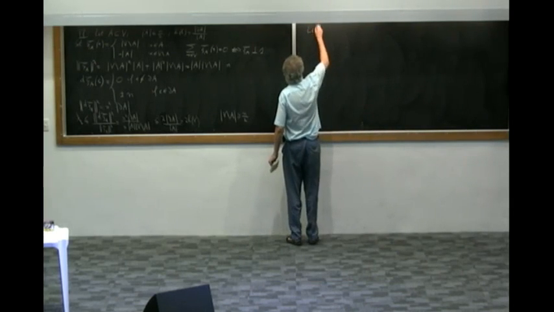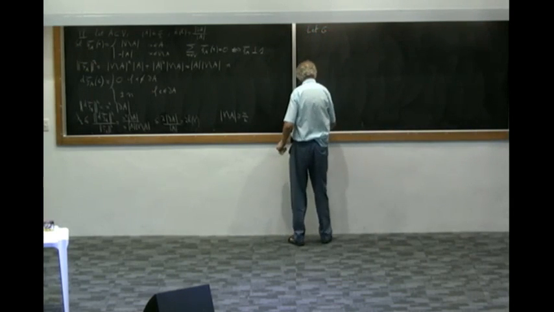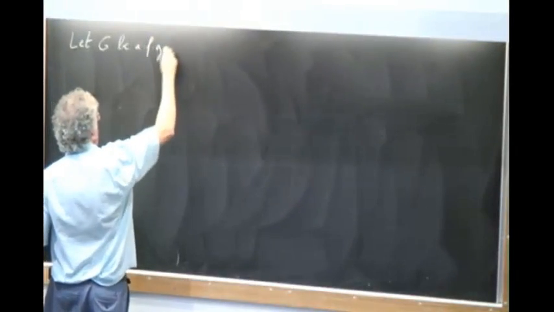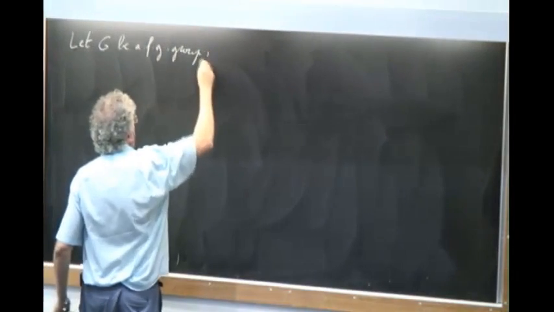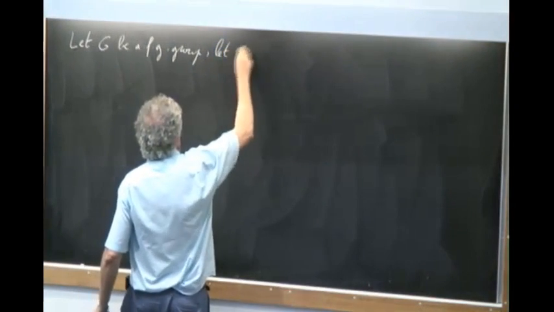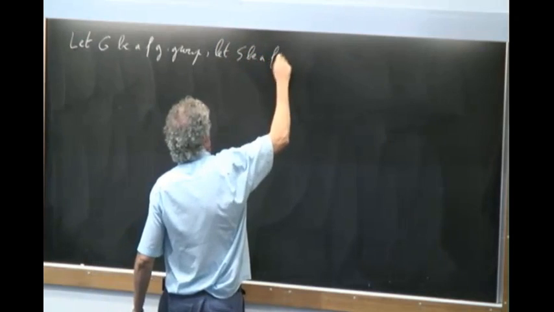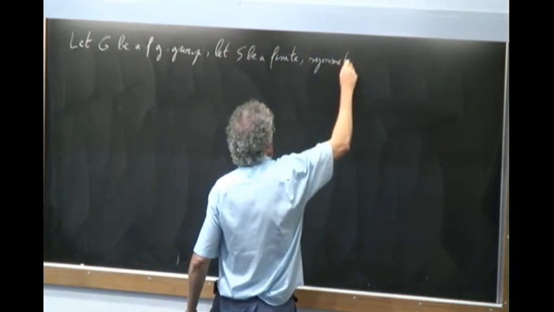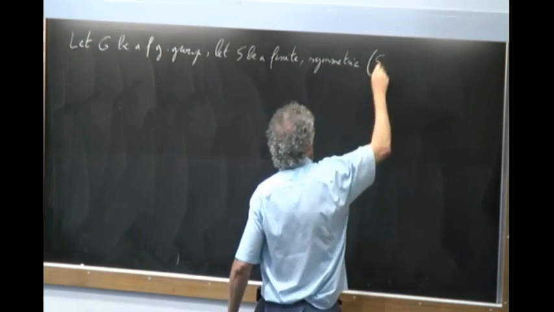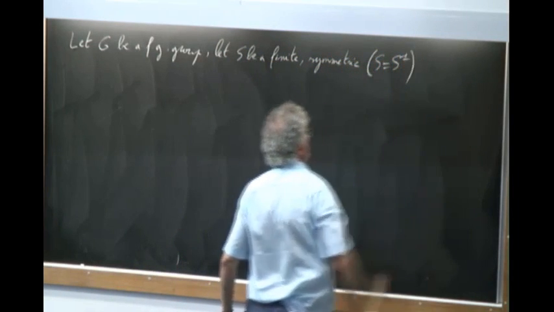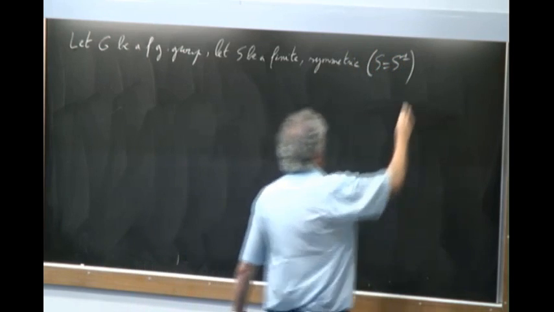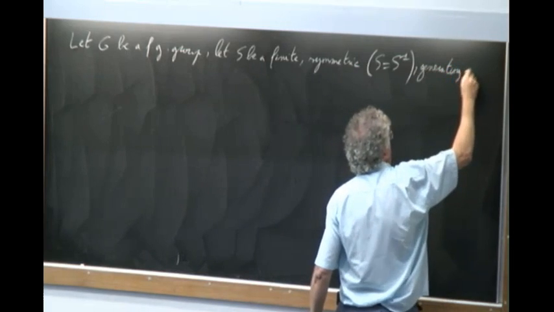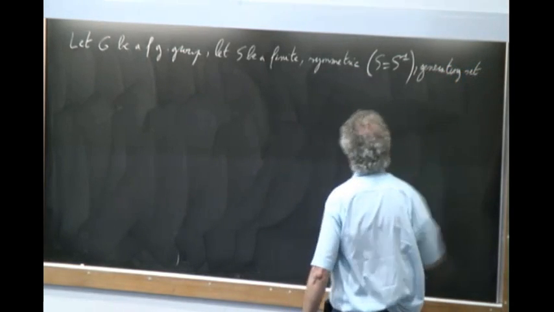So let G be a finitely generated group, and let S be a finite symmetric generating set of G. Symmetric means that S is stable under passing to the inverse.